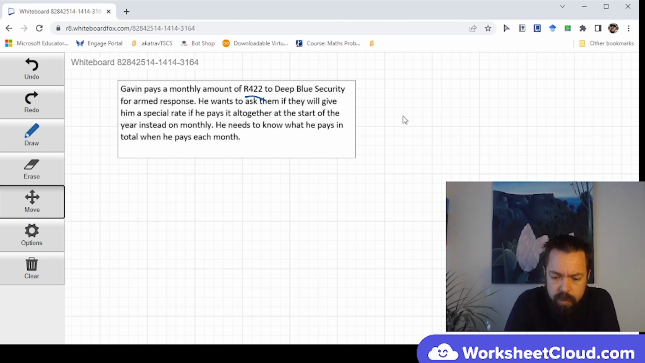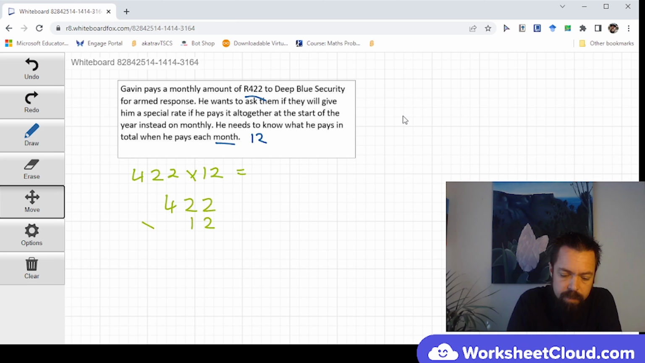So Gavin pays 422, and basically in a very long-winded way, they want to know how much does he pay in a year. So they've relied on the fact that you know there are 12 months in the year. If you don't, perhaps you should be watching the grade 4 videos. Okay, so our number sentence will be 422 times by 12 equals, and let's put that into our form, 422 times 12. Oops, 0 over there.